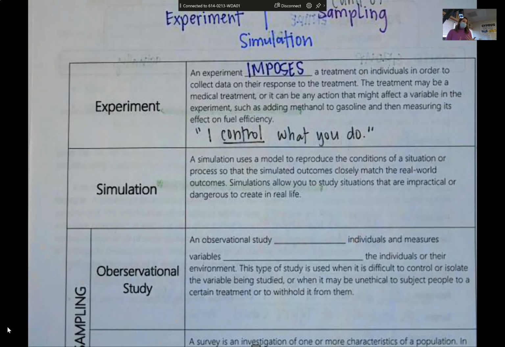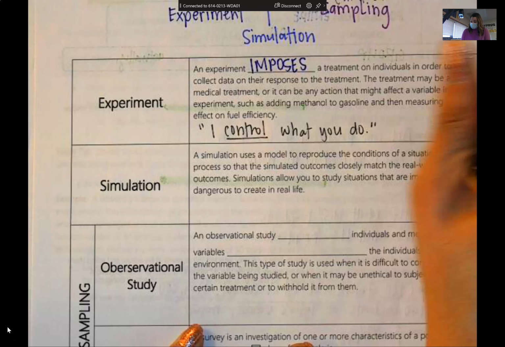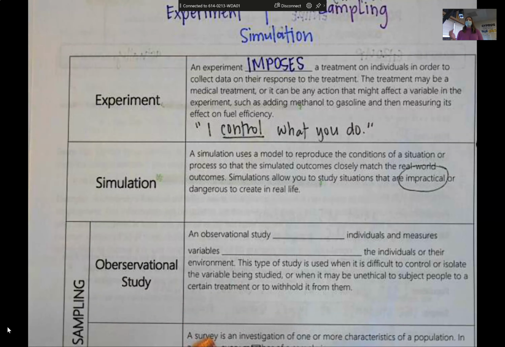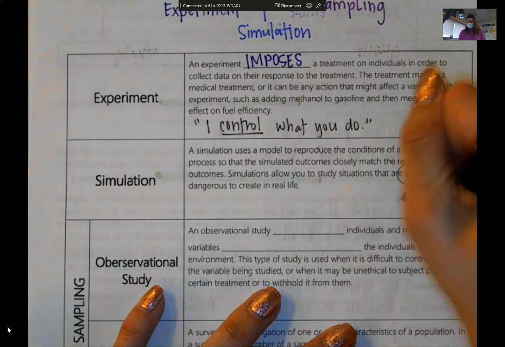A simulation, I think a simulation makes the most sense to be grouped with experiments. So a simulation is when you use a model to reproduce the conditions of a situation or a process so that the simulated outcomes closely match the real world outcomes. You do this for situations that are impractical to recreate or dangerous to create in real life. So the one that we did together, the one that could be considered impractical for us to run an experiment on was the smelling Parkinson's disease.